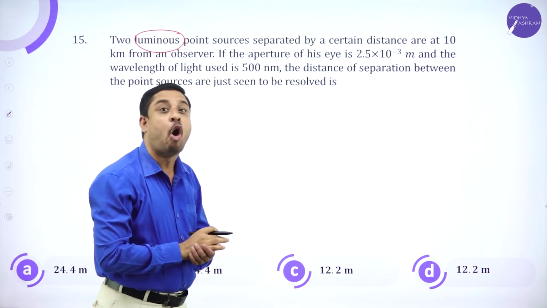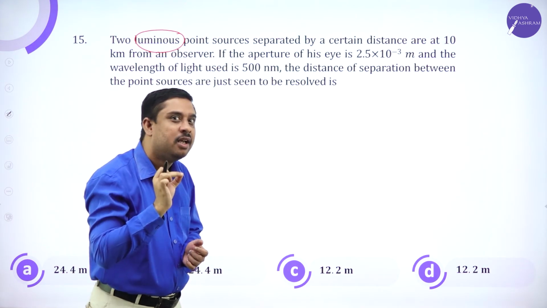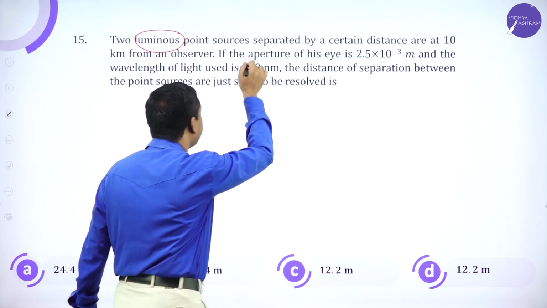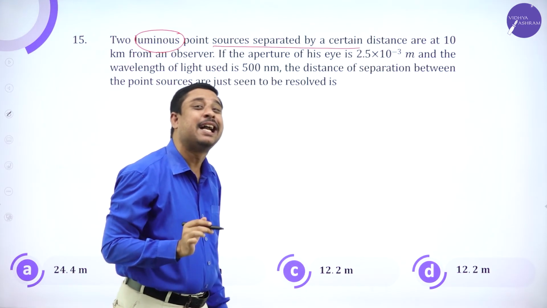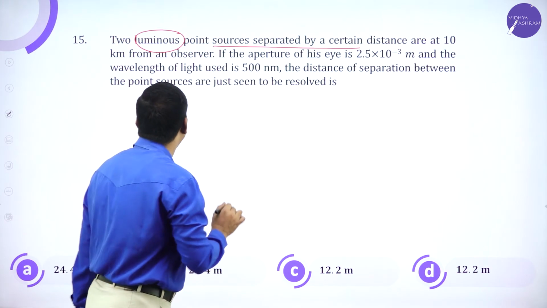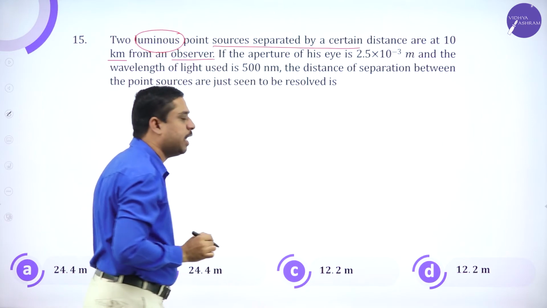Now, 2 luminous point sources. Luminous, keep in mind, luminous point sources separated by certain distance are at 10 kilometer from the observer.